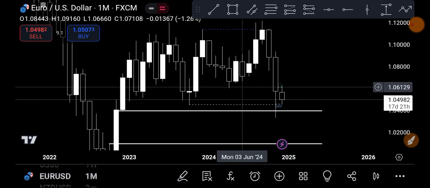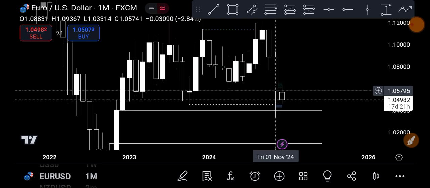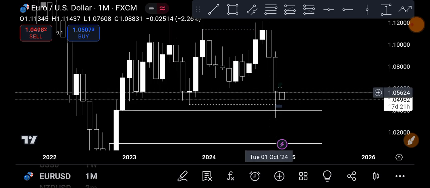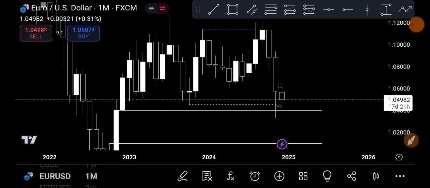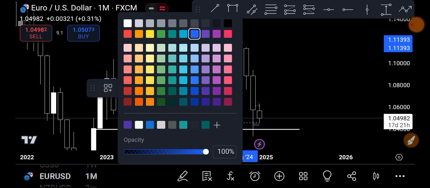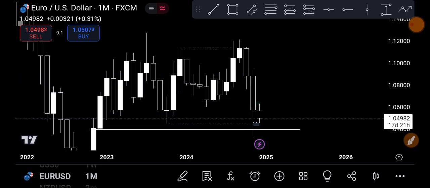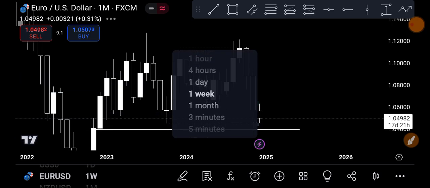Now, for you to know what I'm talking about, you can look down there, and you realize that from that December that I'm talking about, this is Monday, 2nd December 2024. When I move to the previous candle, it's November 1st, 2024. The next candle is October 1st, 2024. We have 2nd September 2024. So do you guys understand? Every single candle on the monthly time frame represents a month.